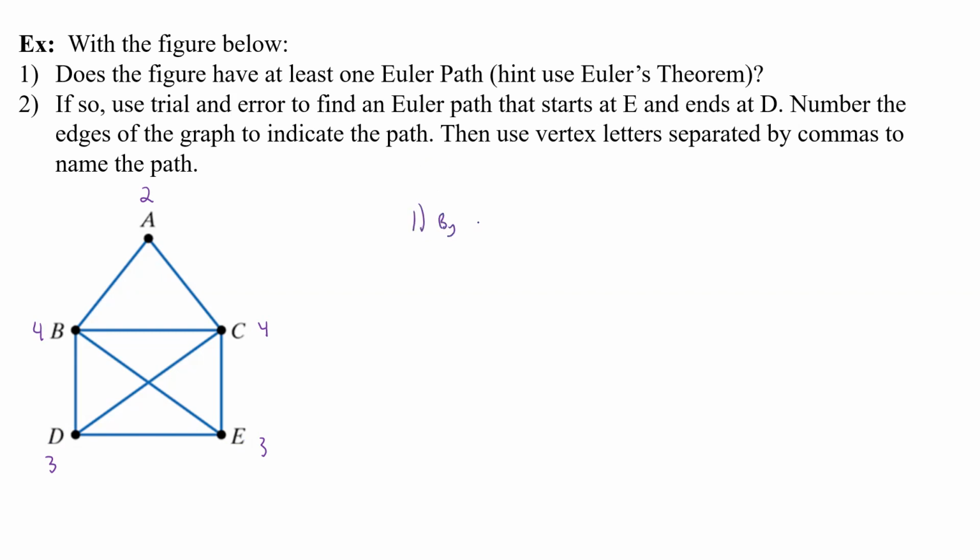So by definition, using part one of Euler's theorem, we have two odd vertices and thus at least one Euler path.